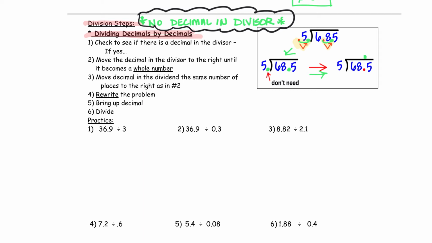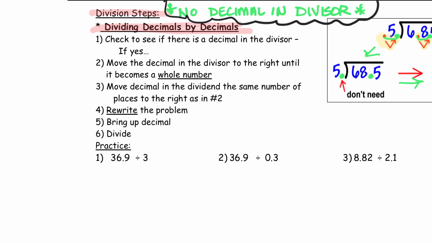Let's go down. We can also take a quick look at the steps and go through them one by one. When we're looking at the steps for dividing with decimals, the first thing you want to do is check to see if there is a decimal in the divisor. If the answer is yes, we're going to move the decimal in the divisor, that's the number on the outside, to the right until it becomes a whole number.